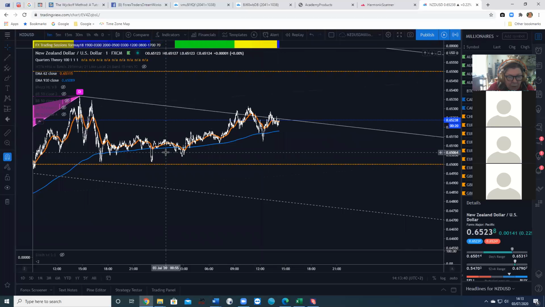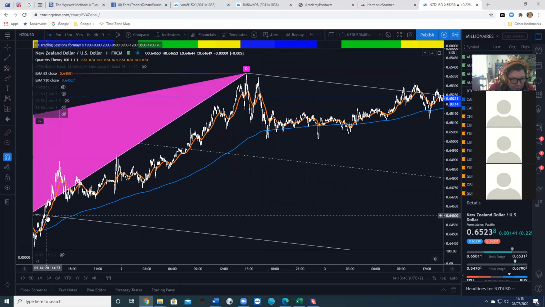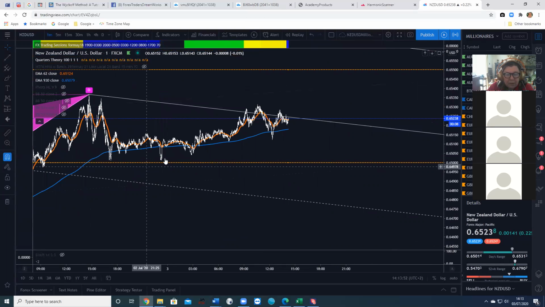So the orange EMA is the 1 minute, the current momentum in the market. So you can see it crossed over on the 1st of July and it's still carried on up. So it's up here at the moment. So the orange EMA, the current momentum, which is what we call the 62 EMA, is still in a buy mode. And the pitchfork is saying sell.